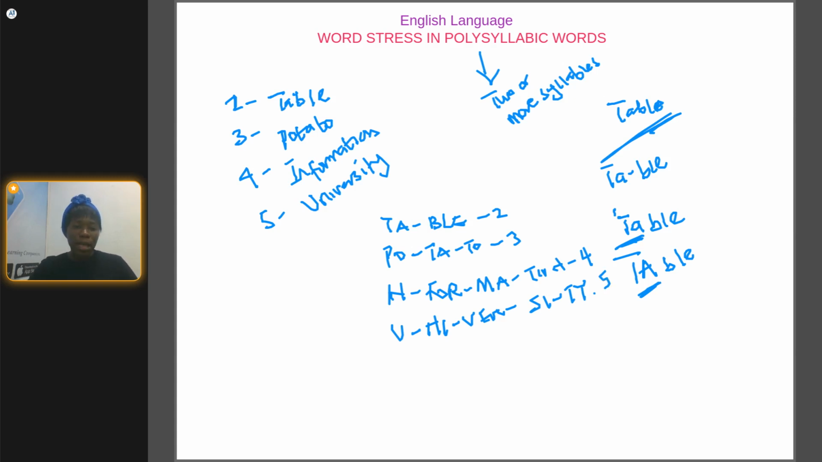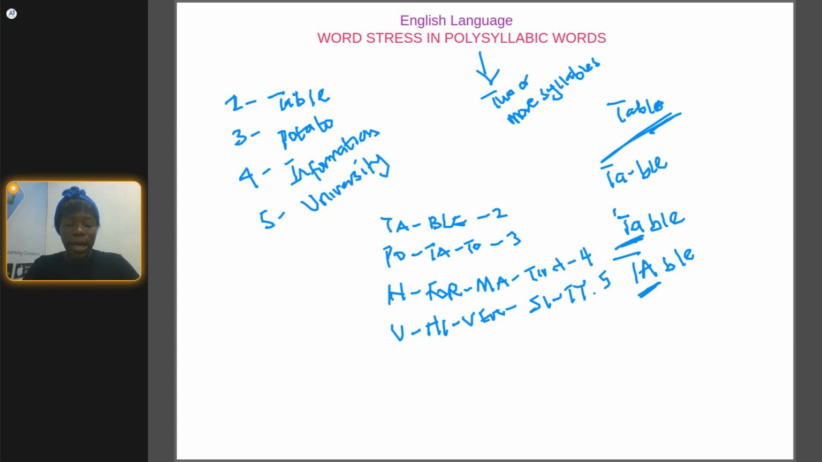This is what we mean by polysyllabic words: words with two syllables or more than two syllables. You can see that table, for instance, has two syllables. Then the other examples that I gave, potato, information, university, have more than two syllables. So words like these are called polysyllabic words. So we start by looking at the rules for word stress in polysyllabic words.